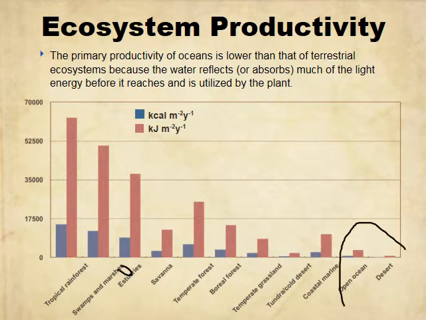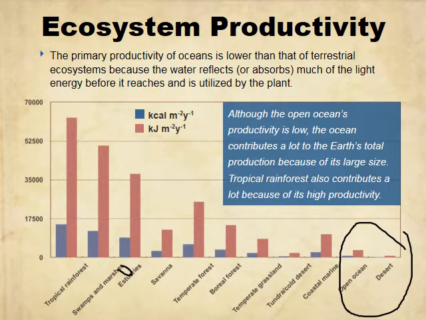And then we have the two least. You've got deserts, open oceans, and you also have temperate grasslands that are super low, as well as taiga and tundra, places like that.